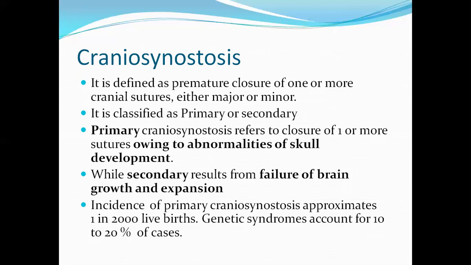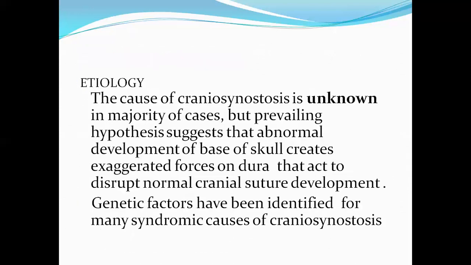The incidence of primary craniosynostosis is approximately 1 in 2,000 live births. Genetic syndromes account for 10 to 20% of the cases. Etiology: the cause is unknown in the majority of cases, but the prevailing hypothesis suggests that abnormal development of the base of the skull creates exaggerated forces of dura that act to disrupt the normal cranial suture plan. So this is just a hypothesis. Second, genetic factors have been identified for many syndromic craniosynostoses.